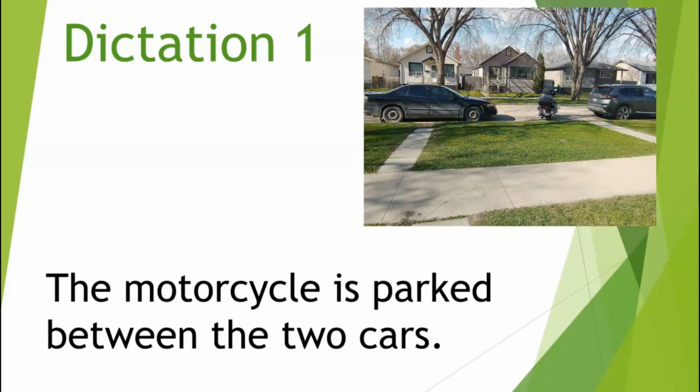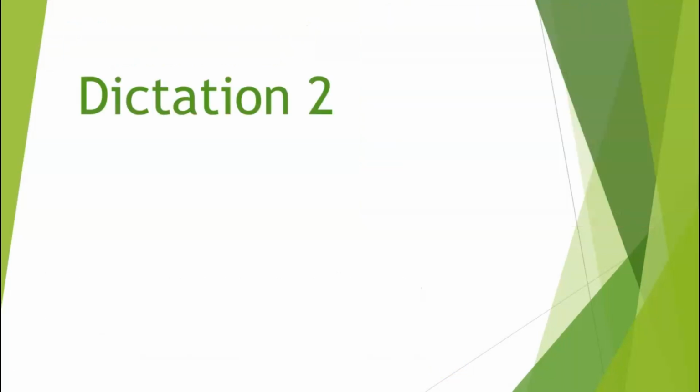Period. Now, can you see the prepositional phrase of place? It is right here. Between the 2 cars. So between is the preposition of place, and between the 2 cars is the prepositional phrase of place. So let's go on now to our dictation number 2.